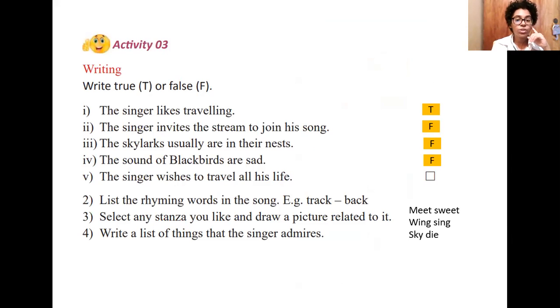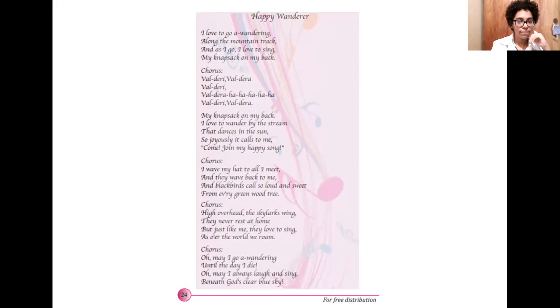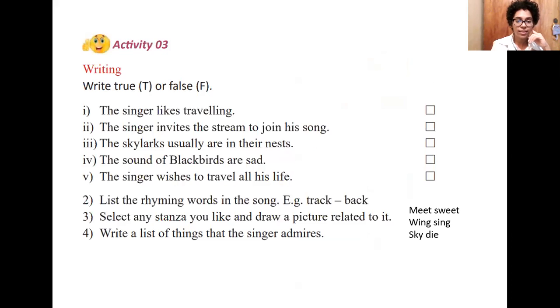The singer wishes to travel all his life. Is that true? "Oh, may I go a wandering until the day I die." Until the day I die. The singer wishes to travel all his life. Again, he says he wants to travel his entire life. Until I die means until your life ends. So this means it is true, right?